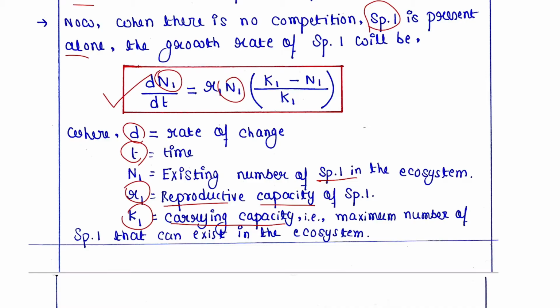Did you get the difference between carrying capacity and N1, that is N1 and K1? N1 is the existing number of species 1 in the ecosystem. Suppose 10 number of species 1 are there in the ecosystem currently. Carrying capacity is the maximum number of species 1 that can exist in the ecosystem. So suppose an ecosystem can accommodate 50 number of species 1, that is K1, but only 10 number of species 1 are available now, that is N1. This is the difference. So you have to remember this formula, that here species 1 is present alone, and this is the growth rate of species 1 when no species 2 is there.